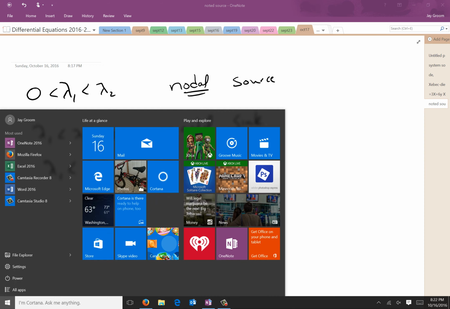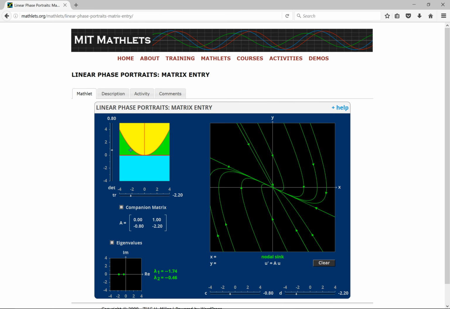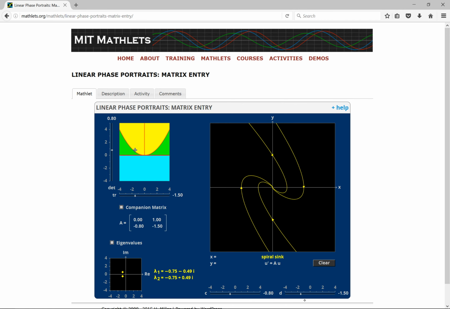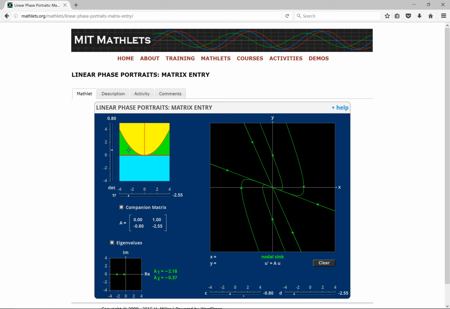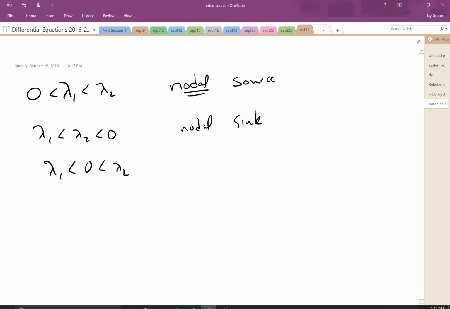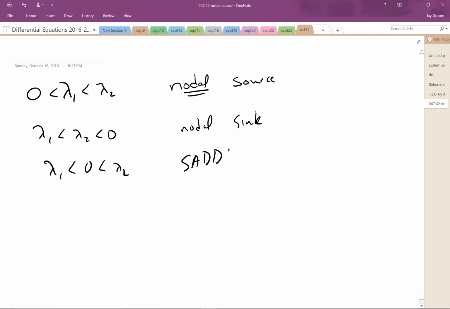If you do that over here, it's pretty clear as soon as you move them around until you get that. Oh, one's positive, one's negative. Check it out, it's a saddle point. Now, what does that mean? Well, it means that as one's getting larger, one's getting smaller at the same time.